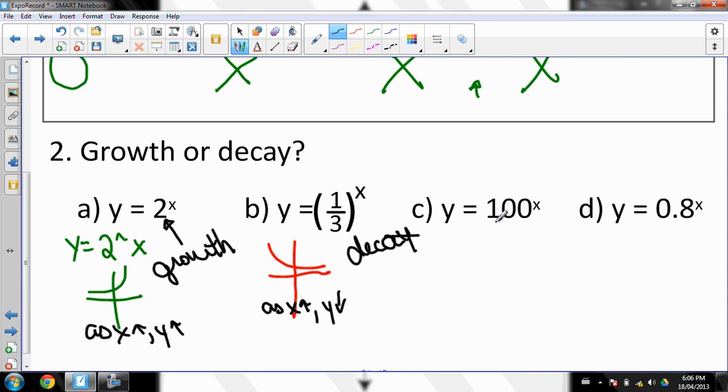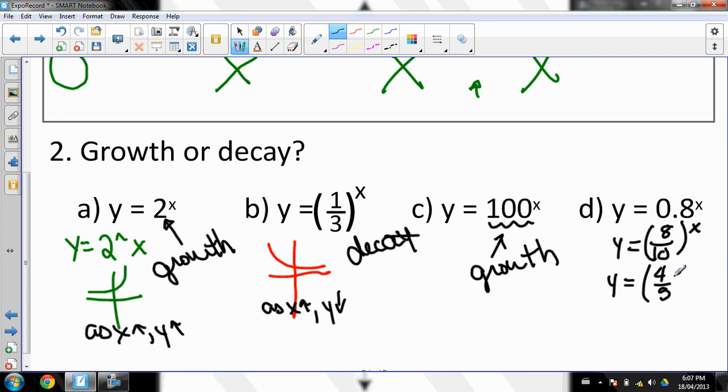Our next function, y equals 100 to the x. Well, 100 is a whole number bigger than 1, so that means that this is growth. What's the difference between y equals 100 to the power of x and y equals 2 to the x? You can graph the two and see y equals 100 to the power of x is going to be much steeper because it is going to grow faster. Now we have y equals 0.8 to the x. Well, 0.8 is a number that is less than 1. We could think about it as a fraction, 8 over 10 to the power of x, which is 4 over 5 to the power of x. 4 over 5 is less than 1, so that means this will be decay.